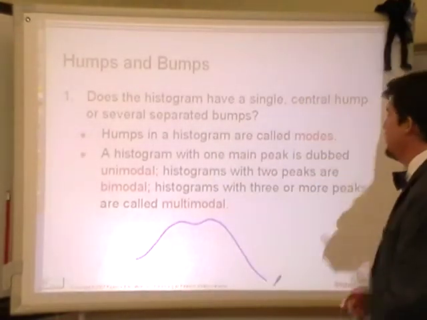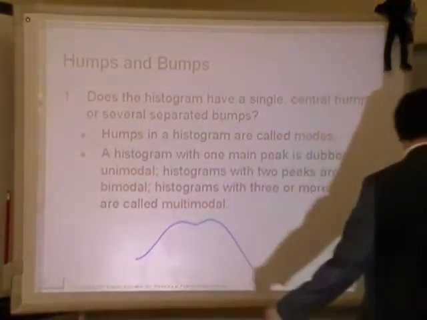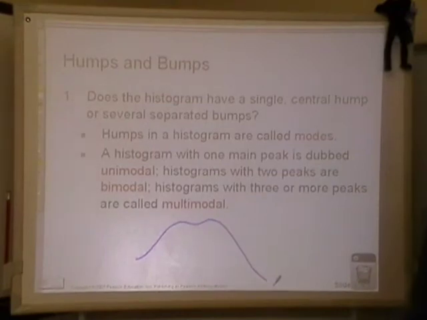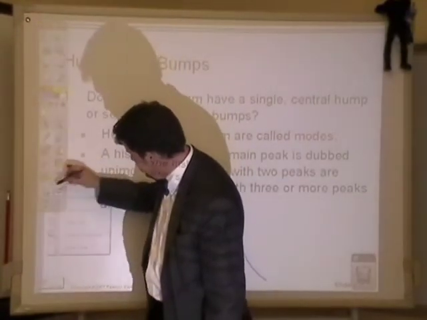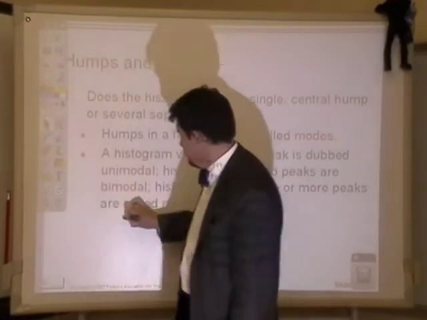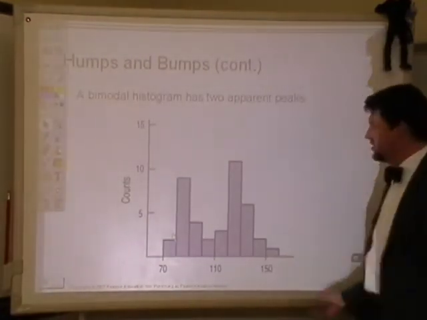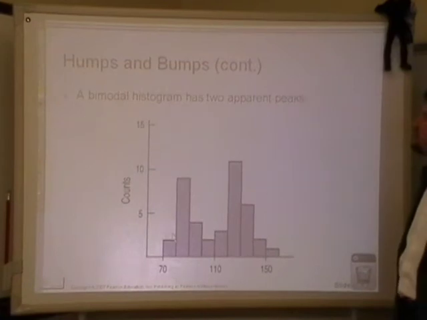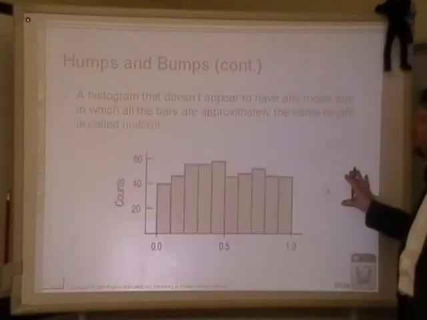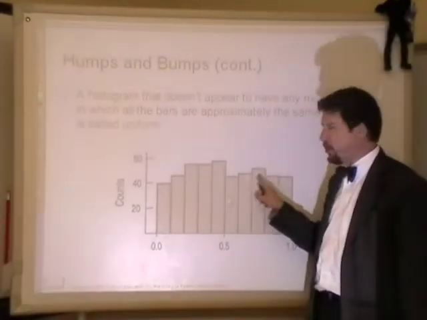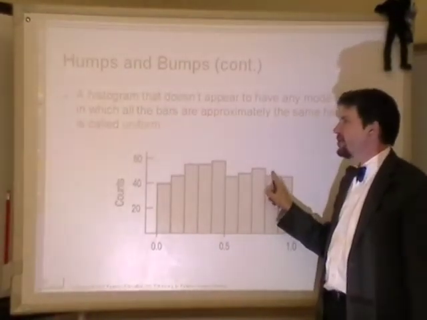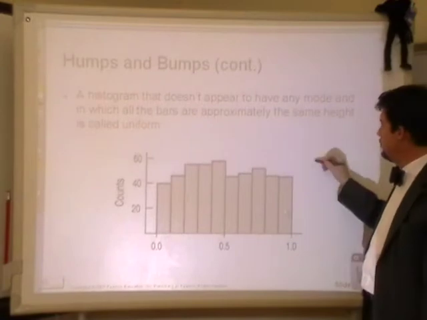We're going to talk about, if it's bimodal, it'll look bimodal. Hey, look, it's bimodal. It's distinctly bimodal. However, uniform. If it's rectangular, because all the bars are generally the same height, it's going to be called uniform, because they are uniform in height.